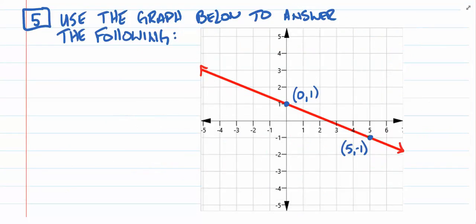Box number 5 is going to be an example. I'm going to ask you a series of questions, and I want you to answer the questions based off of the graph that you see here.